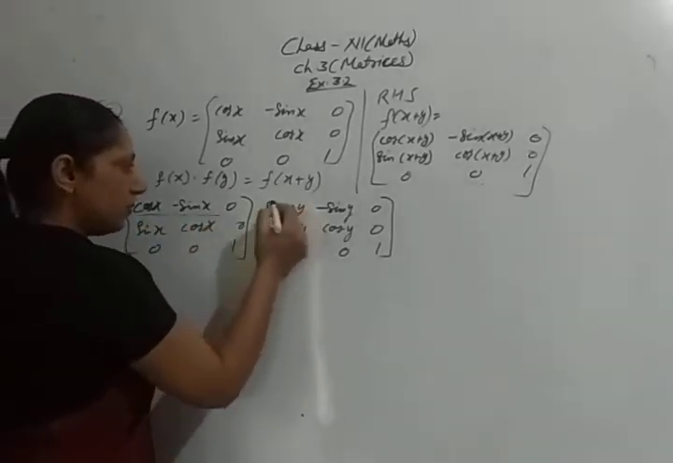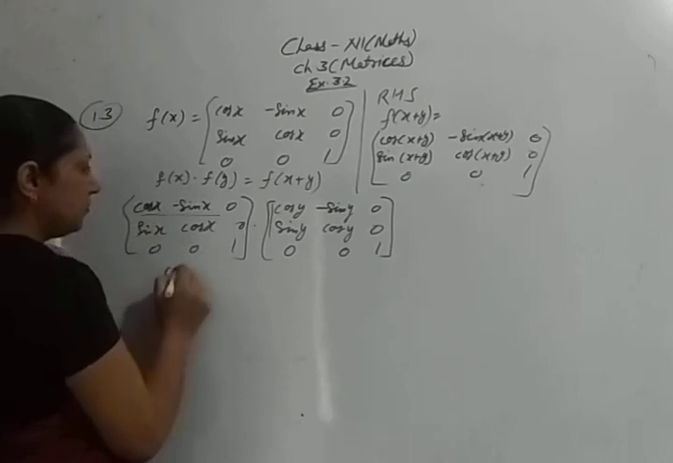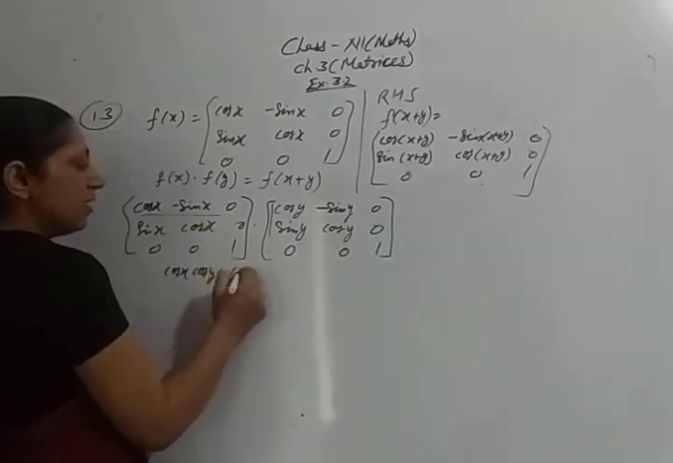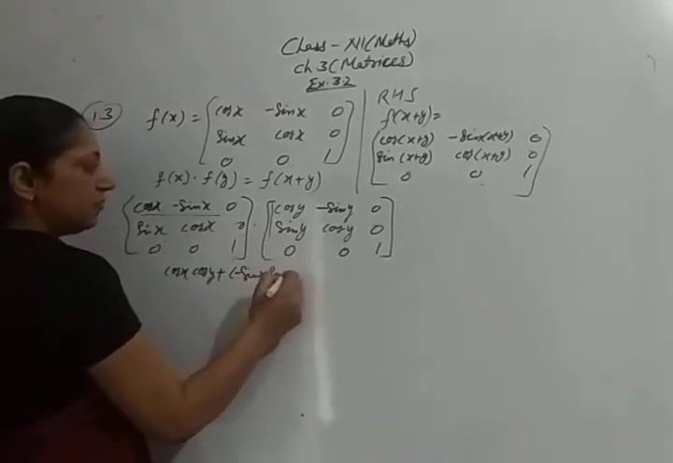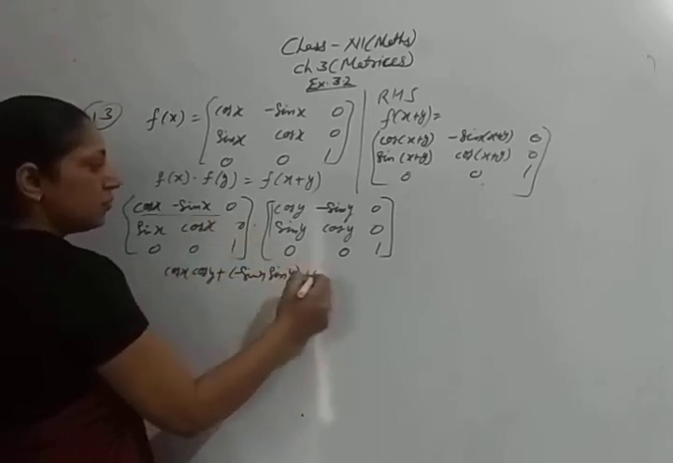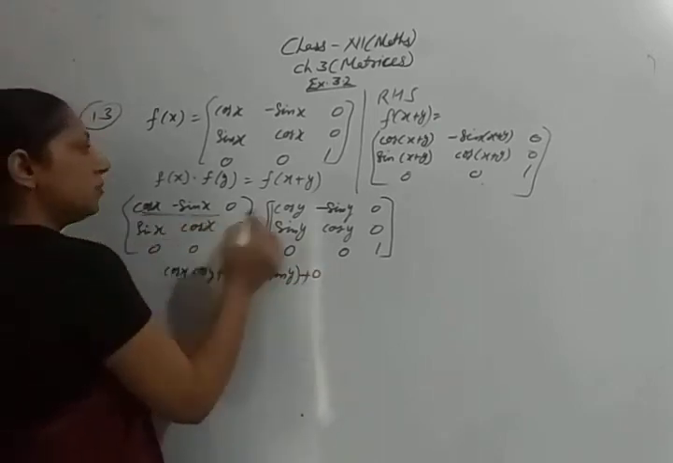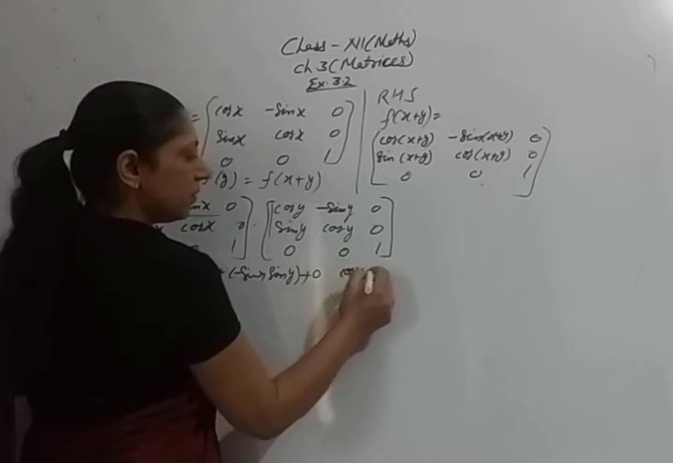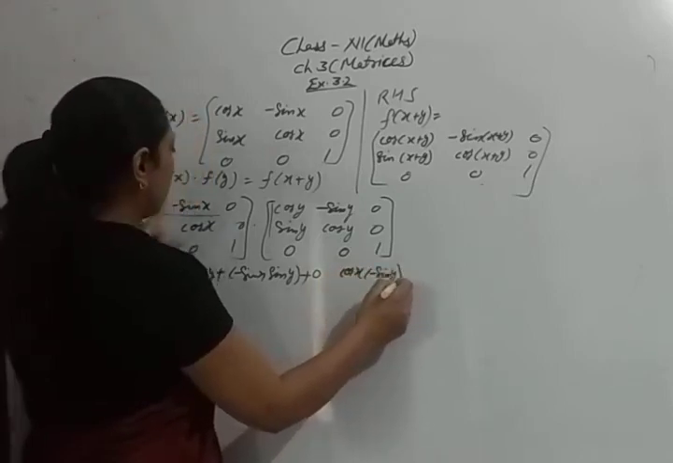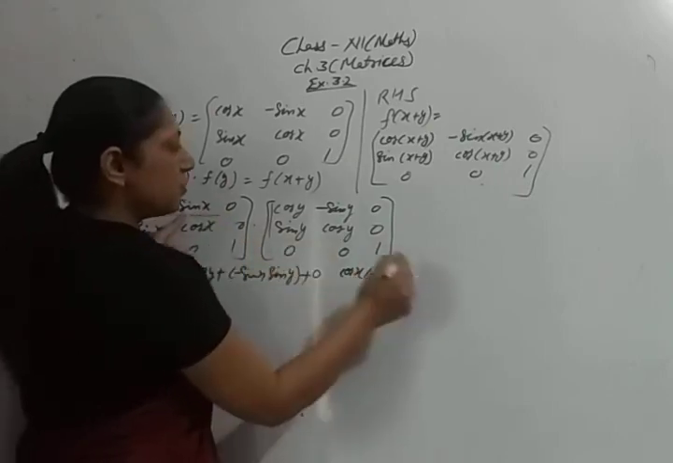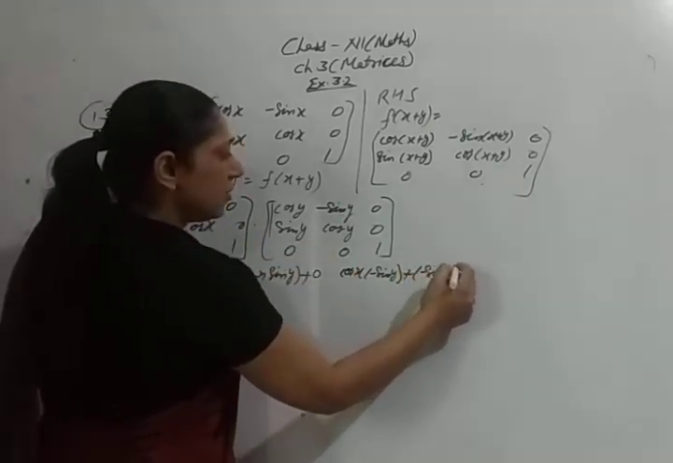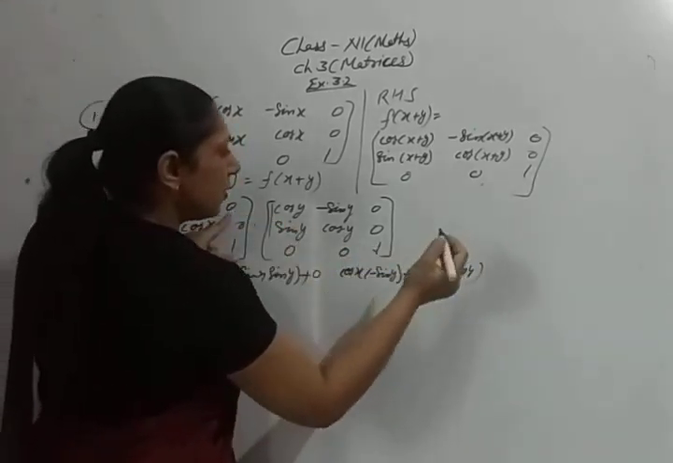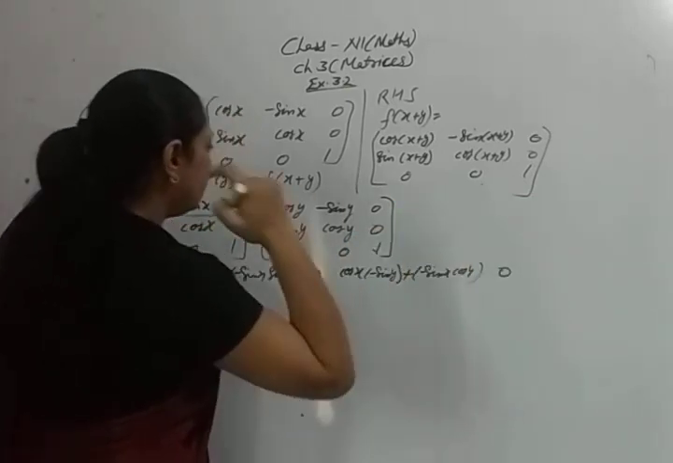So first row, first column: cos x cos y plus minus sin x sin y plus 0 into 0, 0. Now first row, second column: cos x into minus sin y plus minus sin x cos y, that is minus sin x cos y, plus 0 into 0, that is 0.